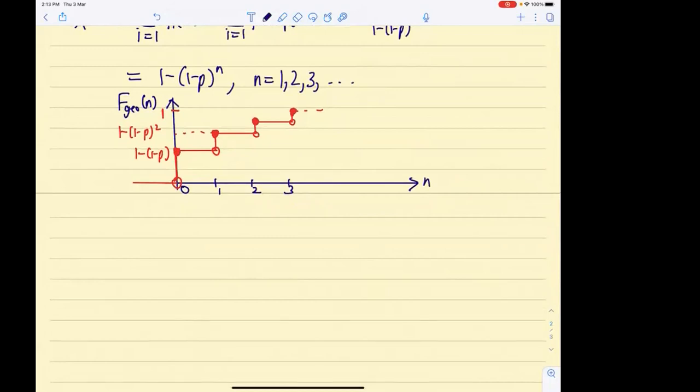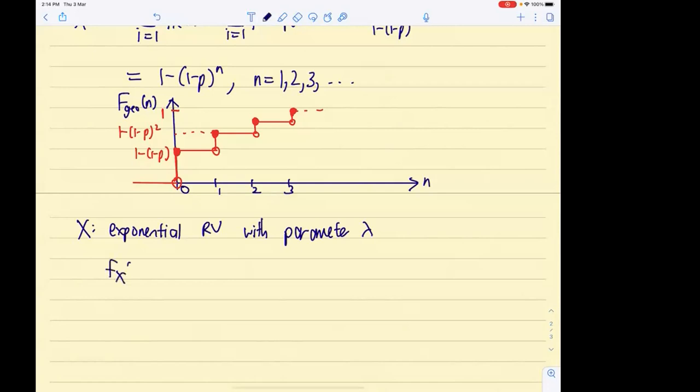Now on the other hand, suppose x is now an exponential random variable with some parameter lambda. Then its expectation is 1 over lambda, but never mind, that's not our issue at this point in time. Let's try to find the cumulative distribution function. What is the PDF first? f_X(x) is equal to lambda e to the minus lambda x for x bigger than or equal to 0, and 0 otherwise. That's the standard formula.